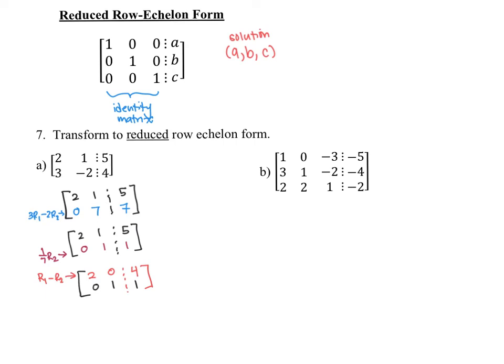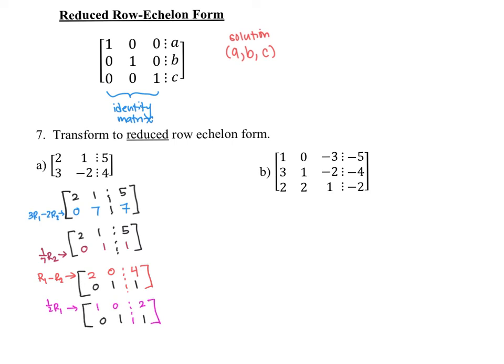Okay, this is looking good. I have a 0 here and a 0 here. I want 1s along the diagonals. I already have a 1 here. I need another 1 here. So I just have to divide the first row by 2. 1, 0, 2. And then the second row already had the leading 1.